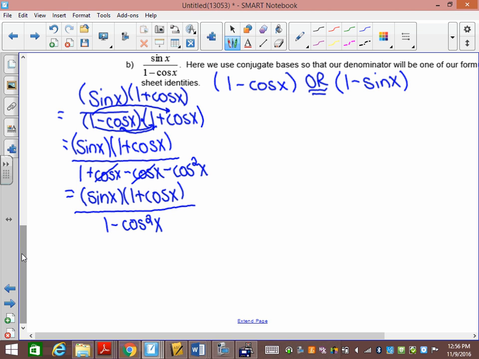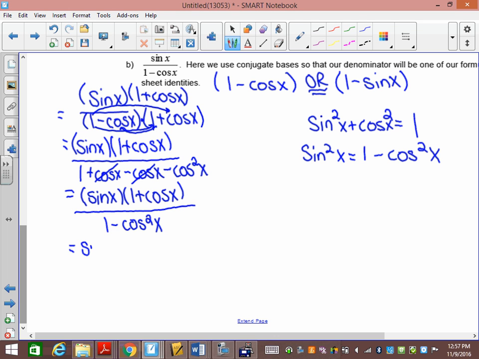which is now a Pythagorean theorem identity because I forced myself to get one. What's the Pythagorean theorem identity? It's sine squared x plus cos squared x equals 1, right? So if I subtract that cos squared over, I have sine squared x equals 1 minus cos squared x. What do I now have in my denominator? 1 minus cos squared x. What could I replace it with? Sine squared x. So now I have sine x times 1 plus cos x over sine squared x.